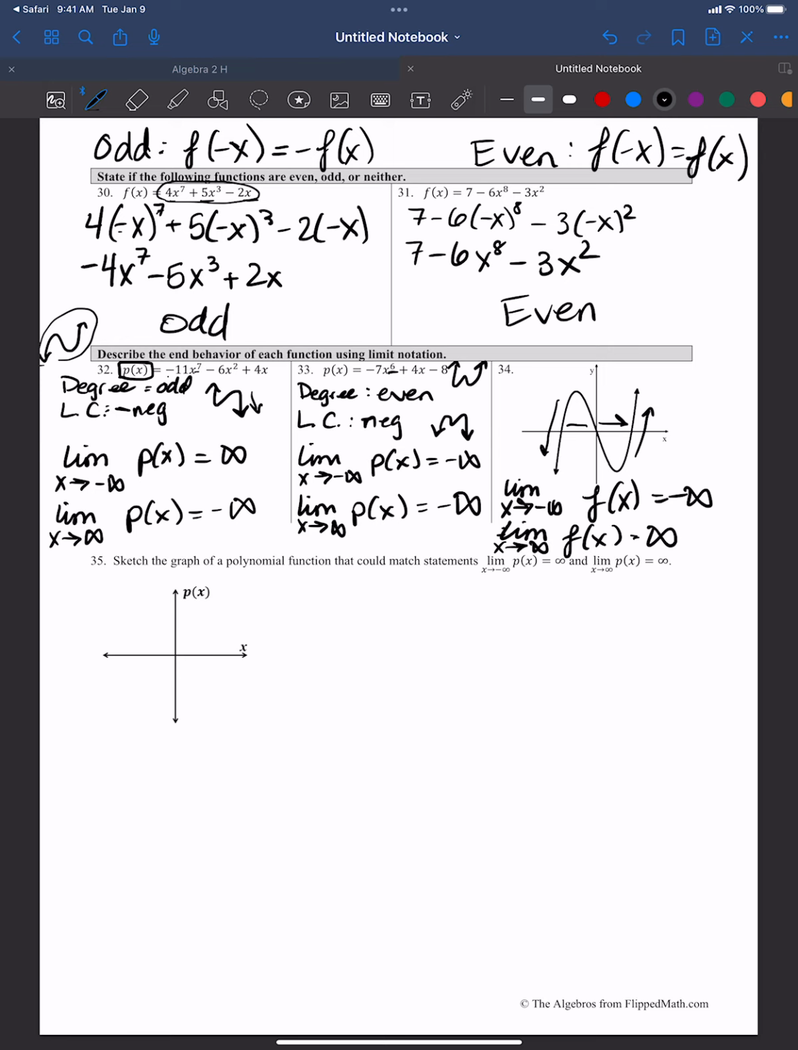Now I'm going to sketch the graph of a polynomial that could match the statements that the limit as x is approaching negative infinity, my y's are positive infinity, and the limit as x is approaching positive infinity, y's are approaching positive infinity. So because both of these are in the same direction, I'm looking at any kind of even function. So you could do a quartic, you could do a parabola, either one of these is acceptable. Okay, and with that, that is the 1.A review.